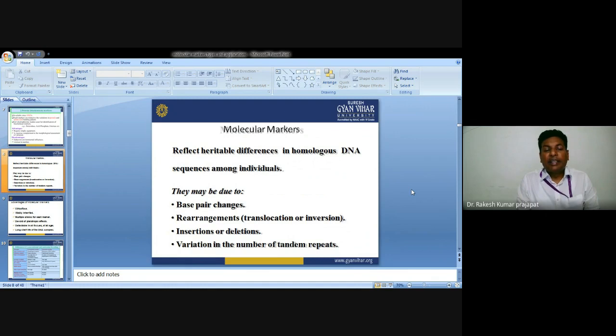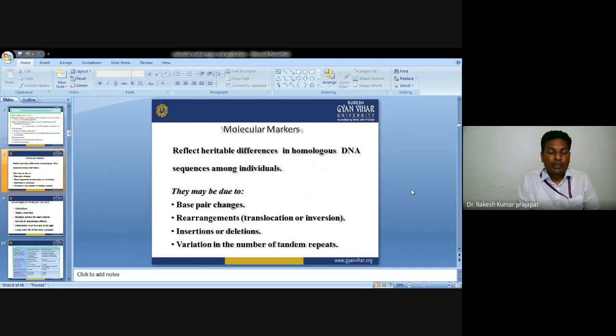Molecular markers reflect the heritable differences in homologous DNA sequence among the individuals. As I told you, molecular markers are nothing but sequence differences which are heritable according to Mendelian inheritance pattern. They may be due to base pair changes. So these sequence differences are because of base pair changes, because of rearrangement, translocation, or inversion.